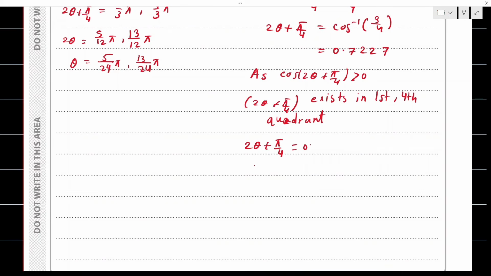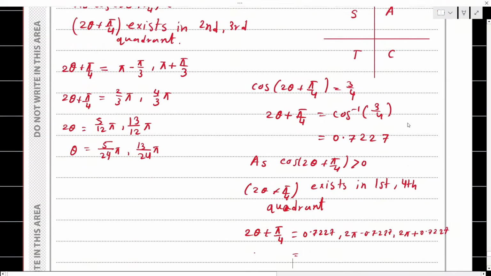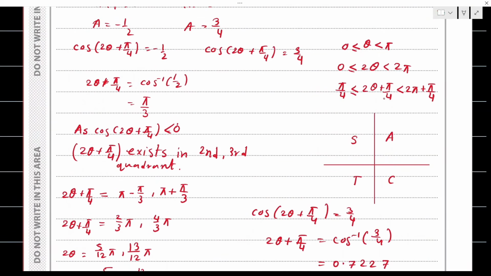So now we can write 0.7227 because it is in the first quadrant. I can also find out the fourth quadrant value, which is 2 pi minus 0.7227. I can also put in the first quadrant value, which is 2 pi plus 0.7227. If I see the range for a moment, I can see that 2 theta plus pi by 4 is greater than pi by 4. Pi by 4 is equal to 0.785.